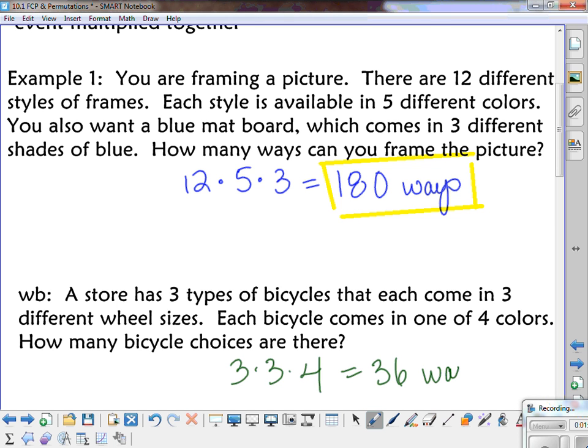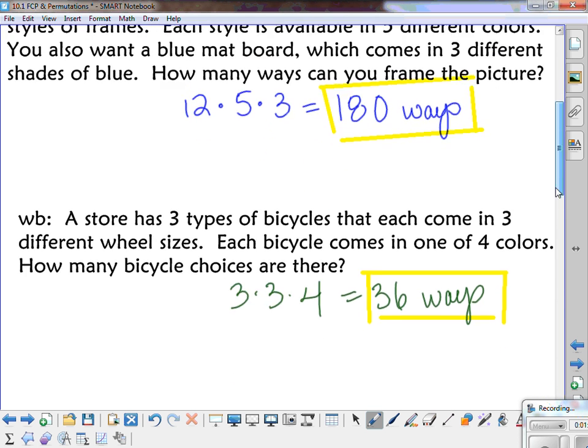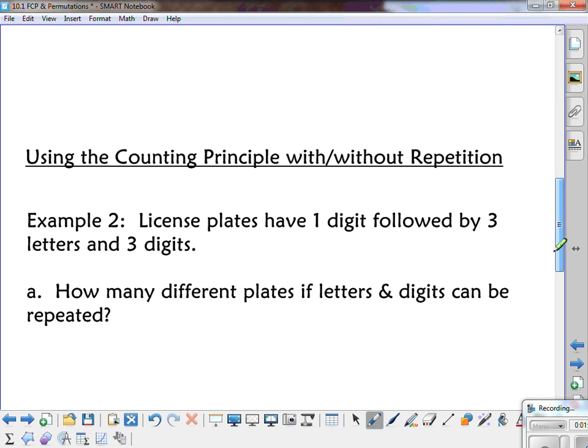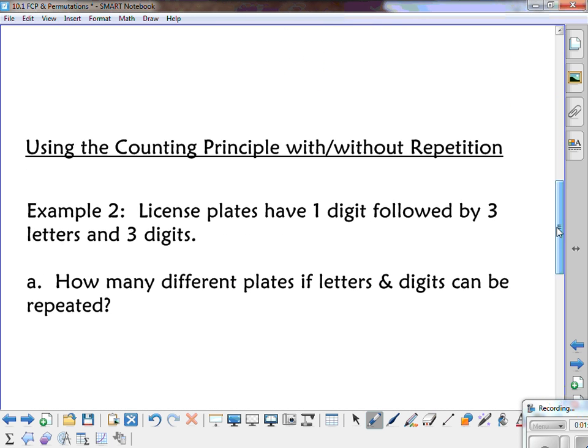Okay, so sometimes you're going to have situations where things can be repeated and other times when they can't. So we're going to talk about using the counting principle with or without repetition.